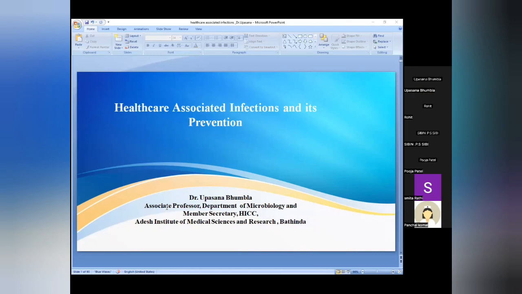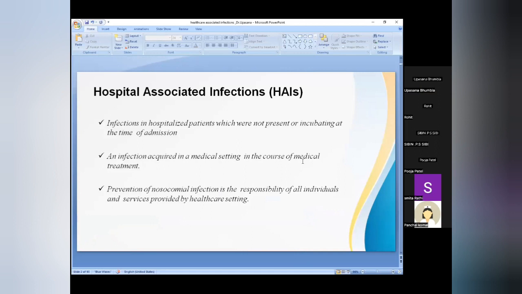Talking about healthcare associated infections. What are hospital associated infections or the healthcare associated infections, or generally we call them nosocomial infections also.